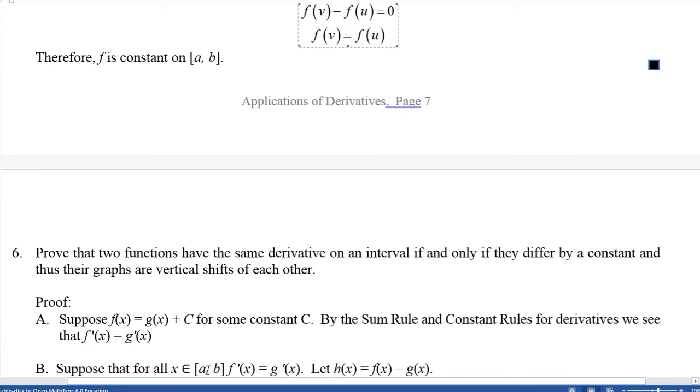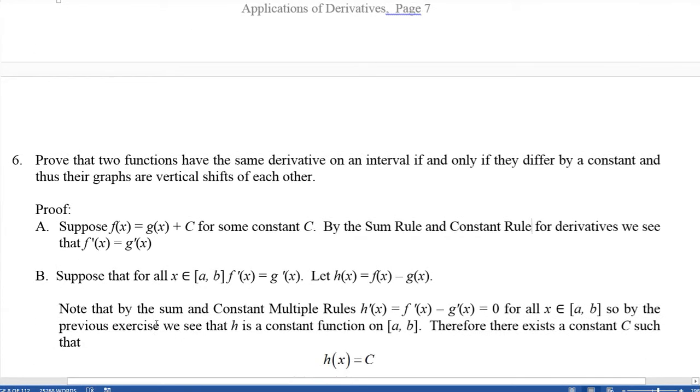Well, the first direction says, suppose that the functions differ by a constant, f of x equals g of x plus c, for some constant c. Well, all we have to do here is apply first the sum rule for derivatives, and then the constant rule for derivatives. And what we see is then that f prime equals g prime. So the sum rule says it's the derivative of the first plus the derivative of the second. The derivative of the second is 0. And of course we get that. So we've done that many times.